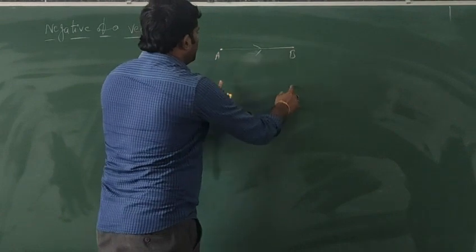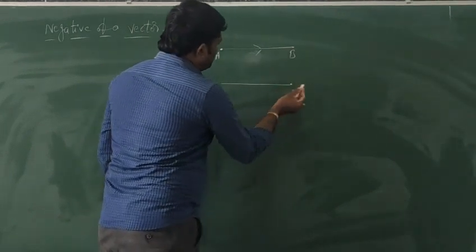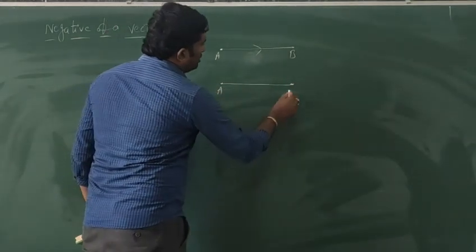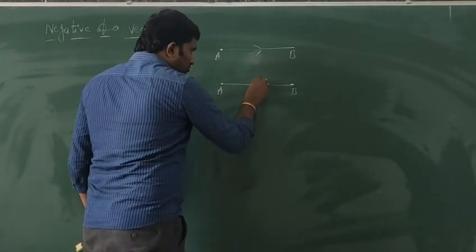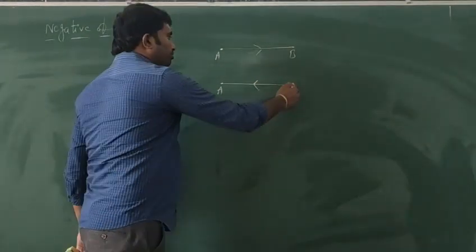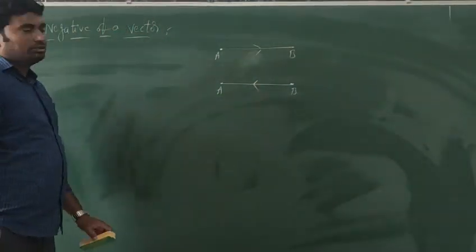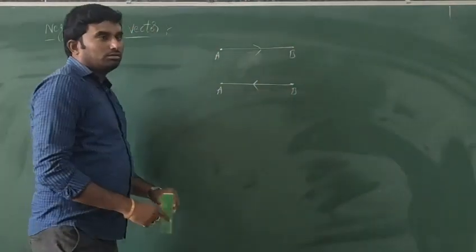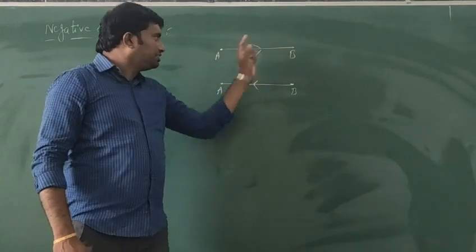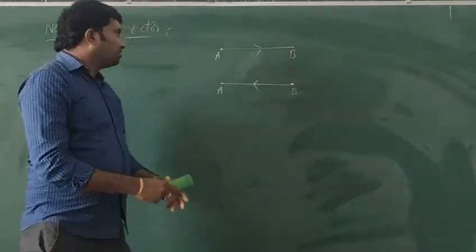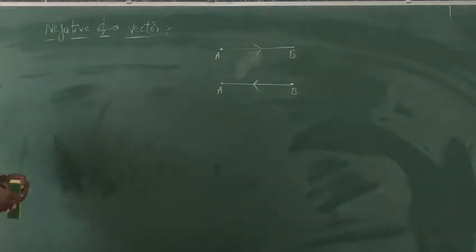A to B. And take another line segment. This is the same AB bar, but the direction of this segment is not from A to B, this is from B to A. So the magnitude of AB bar and this one are the same, but the direction is opposite to the given vector AB bar. That is the definition of the negative of a vector.